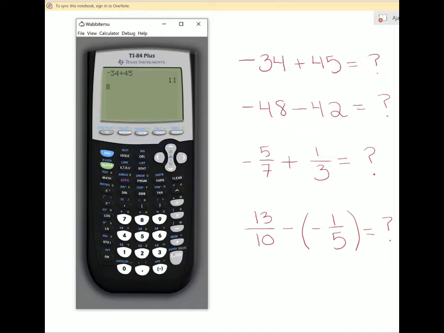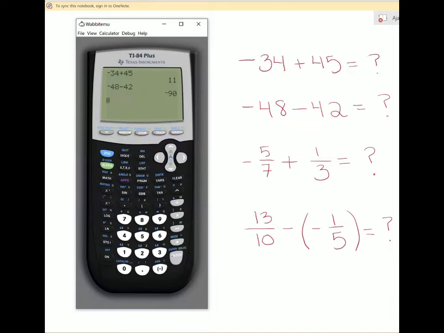Now, if I did negative 48, see I use the negative sign that's below the 3, and I subtract 42. You notice how on the screen the subtraction sign and the negative sign are two different things. Okay? The subtraction sign is an operation. The negative sign is just a sign. It's telling you the sign of the number. So you notice how they show up different on the screen. So when you press enter, that's going to give you the answer of negative 90. So be sure that you're using the right symbol when you're putting things into your calculator.